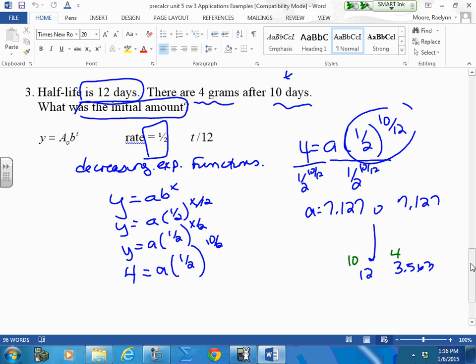Okay, so when we have a decrease, a half-life, we're going to use our rate. And think this out logically. You need to know what variables you have. You need to know what you're looking at. Questions?